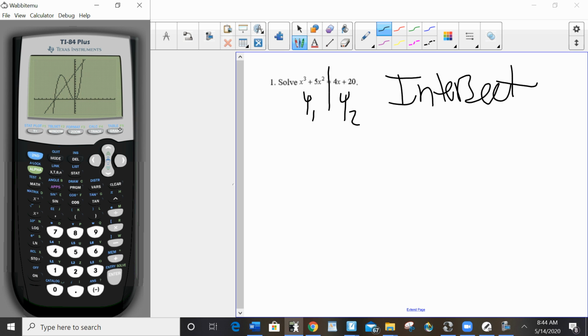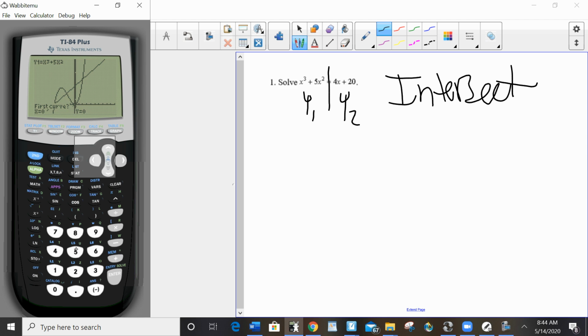Do I see all the intersections now? Yeah. That top one is kind of close to the top, so you might want to make your Y max a little bit higher. You don't have to, but again, I don't like to have my values at the very, very top or the very, very bottom. That looks better. So now I hit second trace, option 5 intersect.